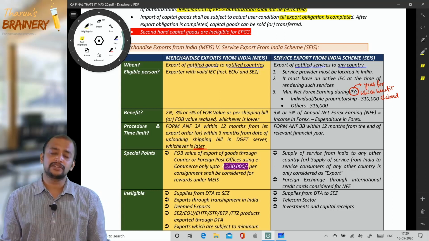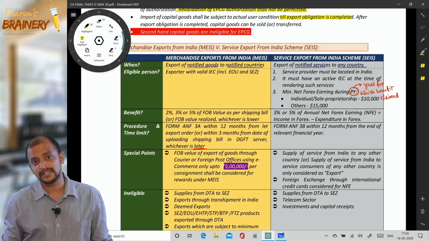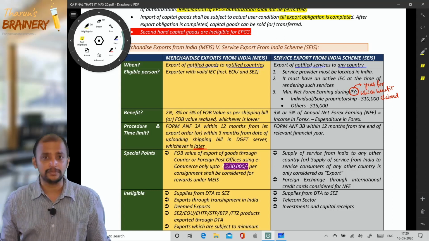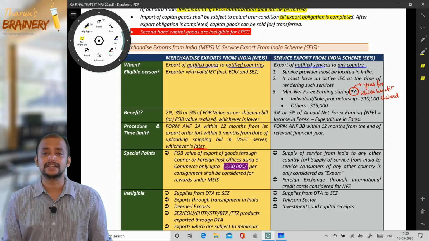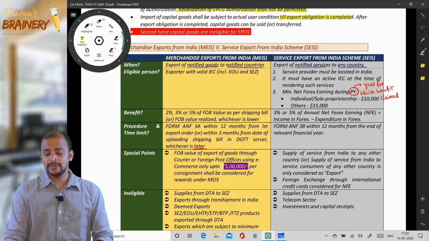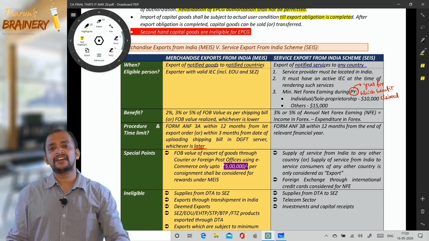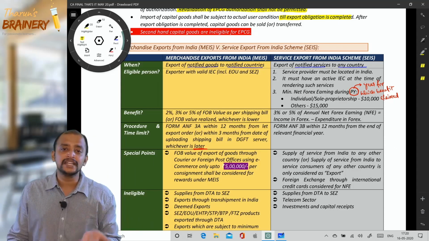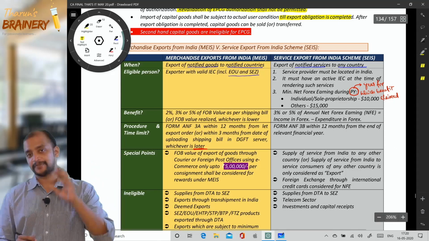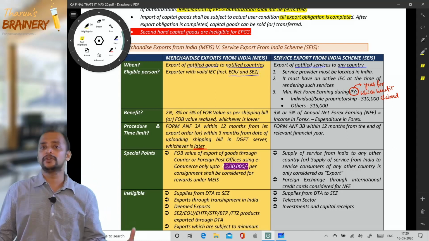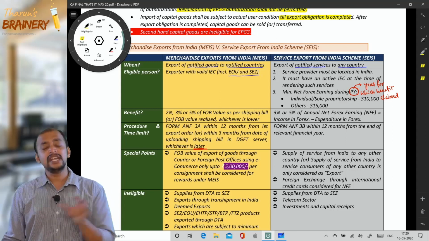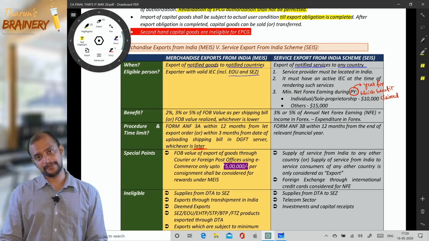So depending upon that, we should know what are the notified goods and services which are exported to notified countries, when it is covered under MEIS or SEIS as the case may be. For SEIS there is no notified country, it can be to any country. Then second, who is eligible for this benefit? If it is MEIS, every exporter with a valid IEC, of course without IEC they cannot export, even EOU and SEZ also can enjoy the benefit. If I am an EOU or an SEZ unit, when I am exporting, I can also get the benefit of MEIS. Whereas for SEIS, we have a few conditions.